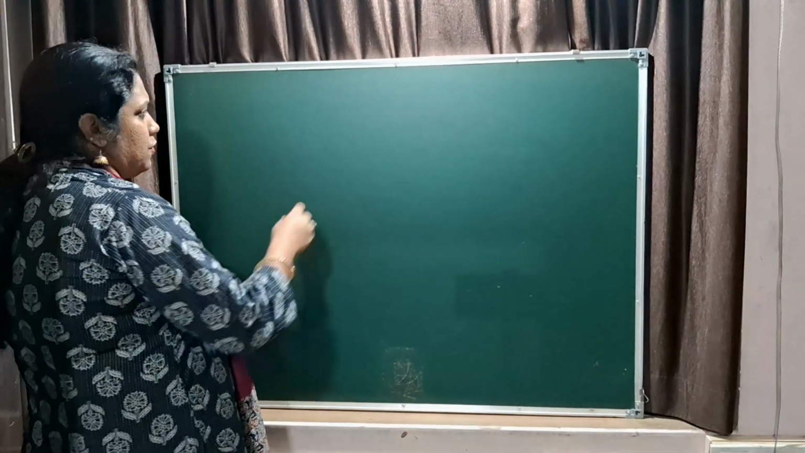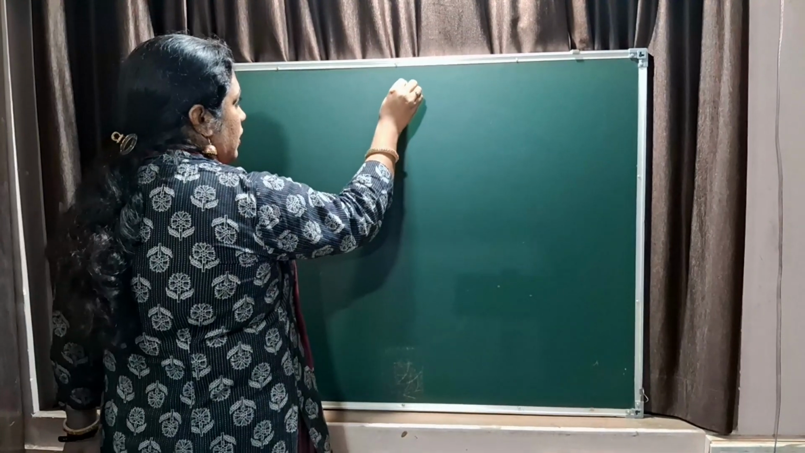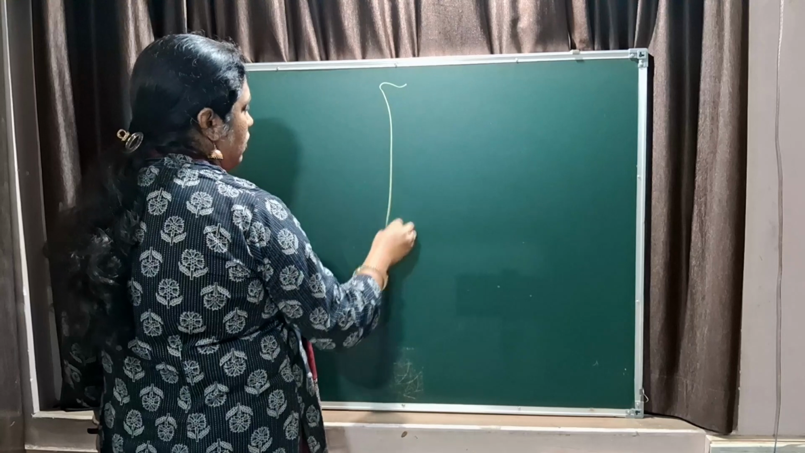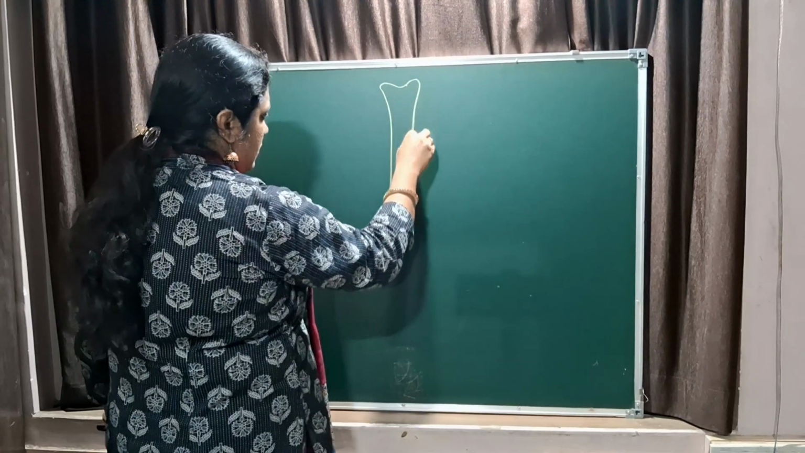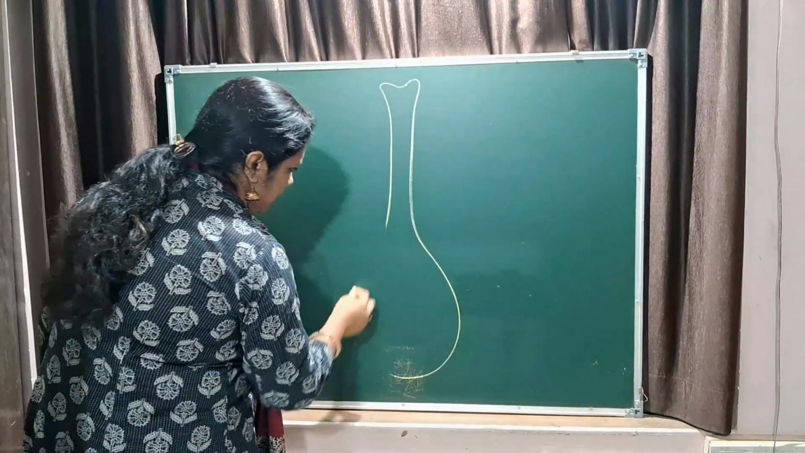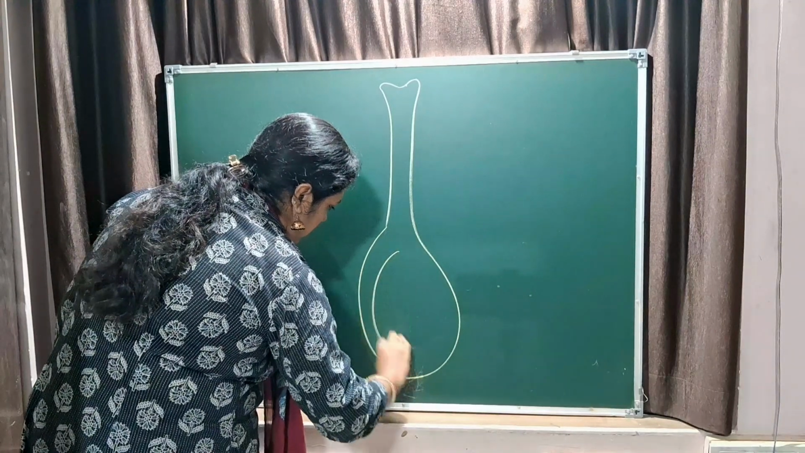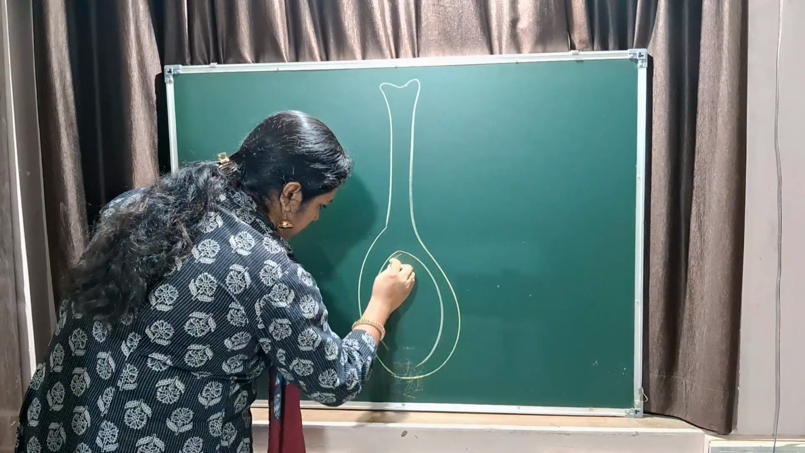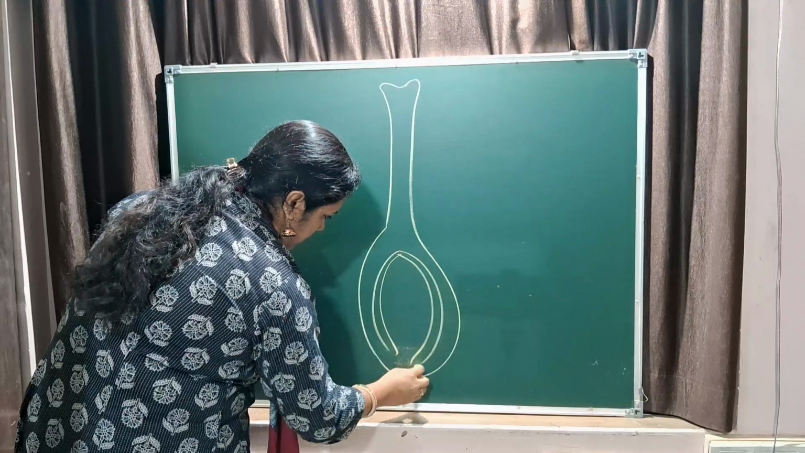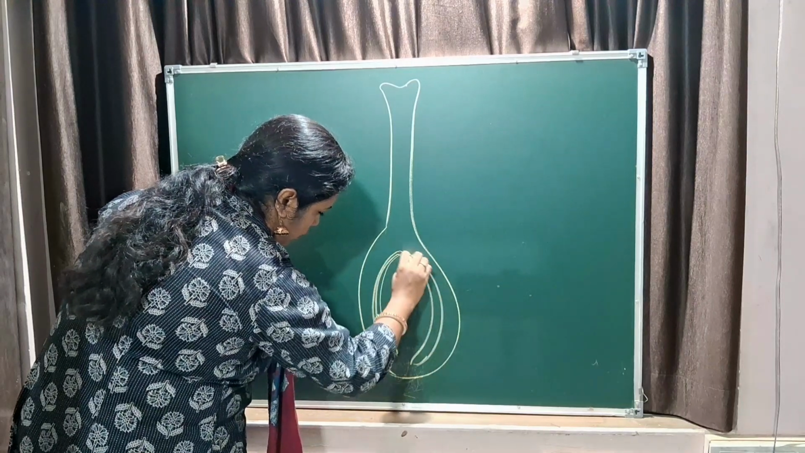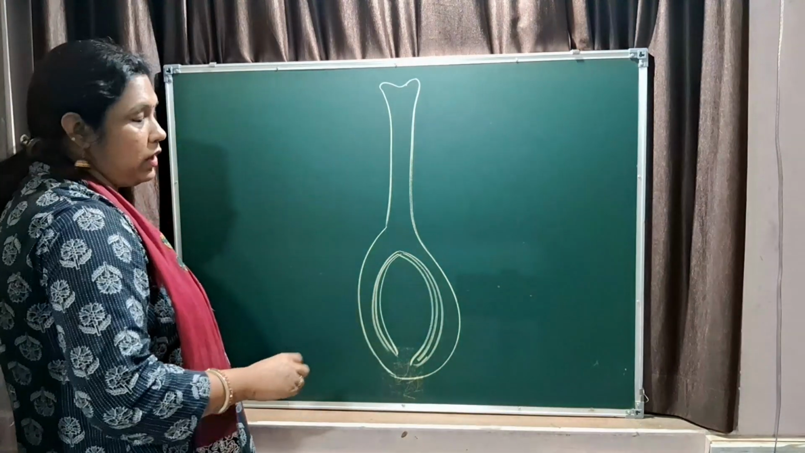Now when we talk about fertilization, first of all let me draw the gynoecium. Okay, so I have to make it a little bigger so that you understand. It has got the ovule. Okay, this is one ovule I have drawn.